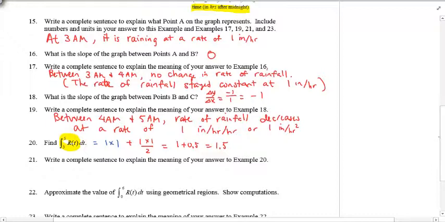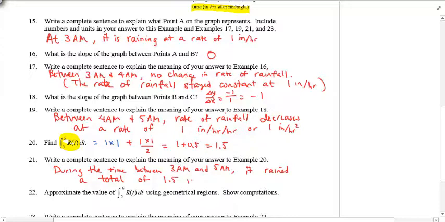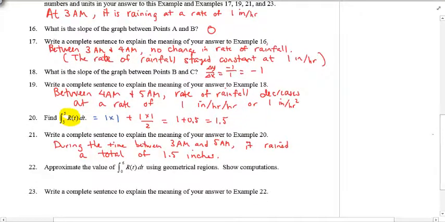But in 21 now, I'll say during the time between 3 a.m. and 5 a.m. it rained a total of 1.5 inches, right? An accumulation of it. Okay. All right. I'm going to let you try 22 and 23, and if you've completed those, double check your answer with mine, and hopefully you have understood these two topics really well.